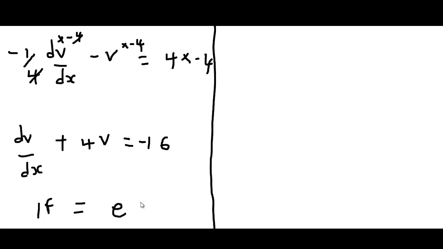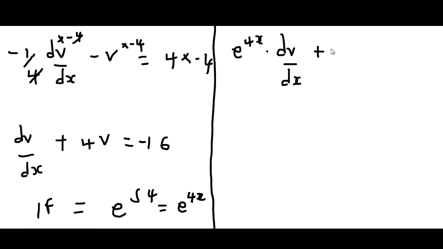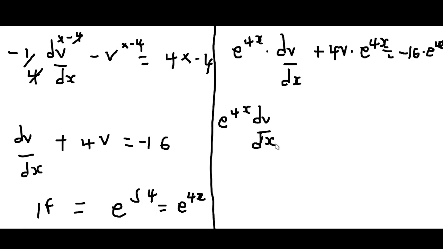So we say the integrating factor equals e to the power 4x, so we're left with e to the 4x. So we multiply each side by our integrating factor. So we're going to say e to the 4x multiplied by dv over dx plus 4v multiplied by our e to the 4x equals negative 16 multiplied by e to the 4x. So we're going to be left with e to the 4x dv over dx plus 4v e to the 4x equals negative 16e to the 4x.